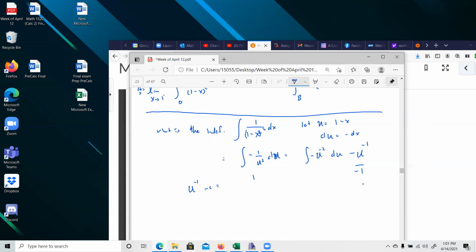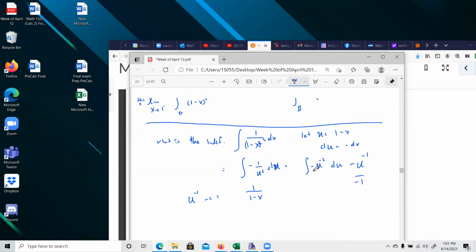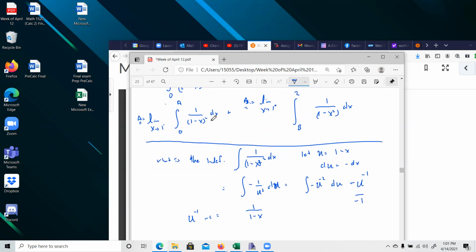So this is going to be 1 over 1 minus x. Okay, that's what we have here. Okay, negative sides canceled out, so beautiful. We don't have to worry about that. So let's go in and start evaluating this bit here.